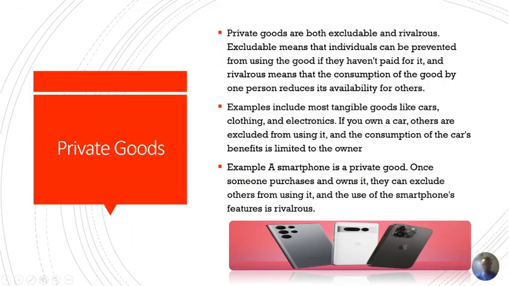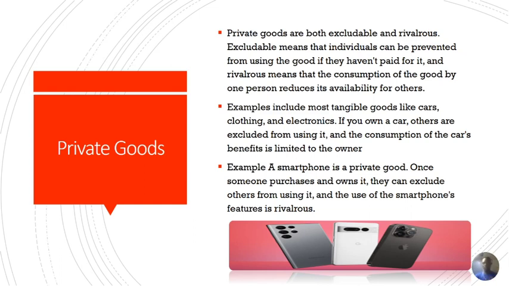They are both excludable and rivalrous. We need to say that excludable means that an individual can be prevented from using the good if they haven't paid for it. That's where the meaning of private goods comes from, whereby you can prevent someone who hasn't paid for it from using it. And what we mean by rivalrous is that the consumption of the good by one person reduces its availability for others, because it's meant to be used by one person.